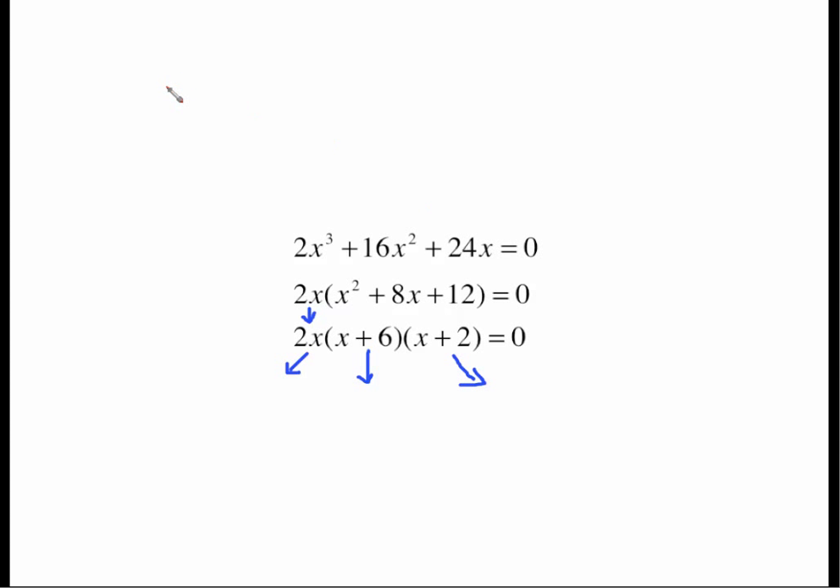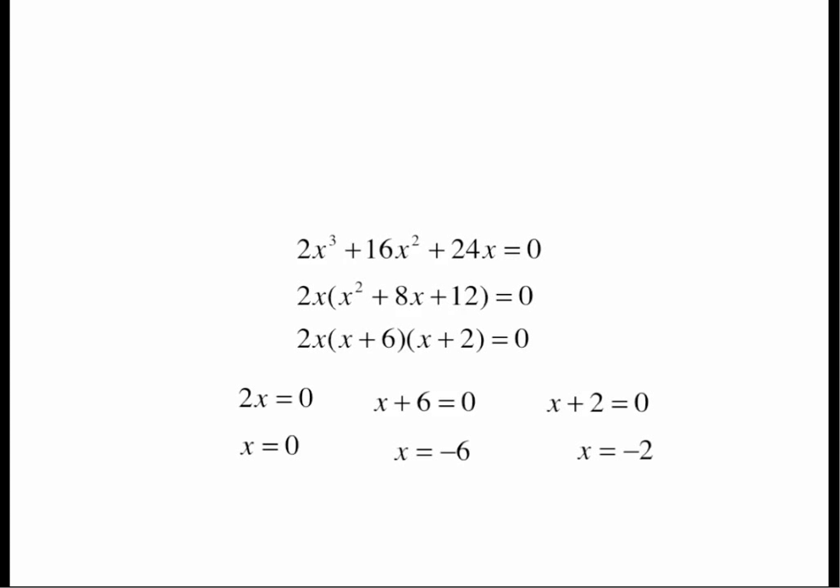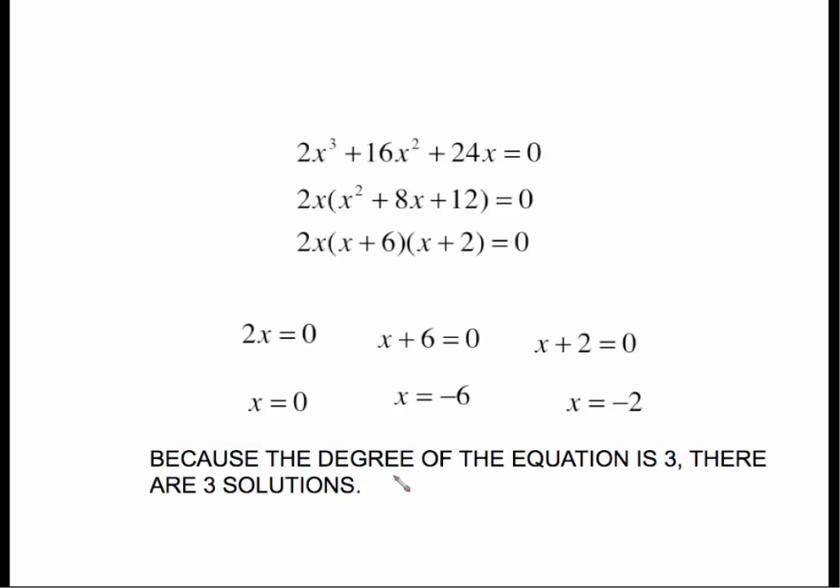So set each one of these equal to 0. And you have these little mini equations to solve. Divide by 2, move your 6 and your 2 over to the other side, gives us these 3 answers, 0, -6, and -2. Note, we have 3 answers this time, and the reason is we had x to the 3rd. So a fact is, if the degree of the equation is 3, there will be 3 solutions.